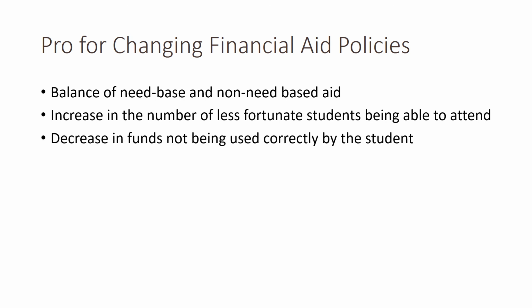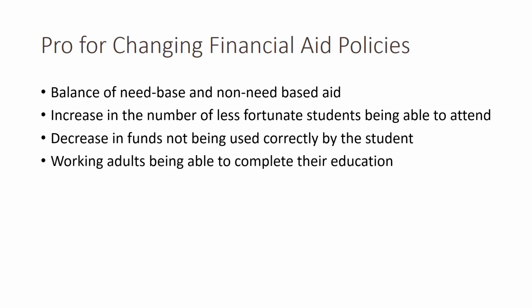Another pro for changing these policies is for working adults, so they'll be able to complete their education. I myself have 2 kids, a wife, and I have a full-time job now. And the only way I am able to go to school is through online school, and through financial aid helping me pay for the school. So working adults being able to complete is a big deal to me.